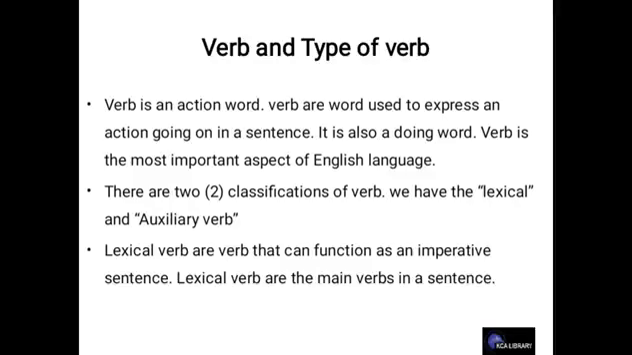So now, there are two classifications of verb. We have the lexical and the auxiliary verb. Lexical verbs are verbs that can function as an imperative sentence. They are mostly referred to as the main verb, while the auxiliary verbs, just as the name implies, are referred to as the helping verb. They can't stand on their own. They help the main verb.